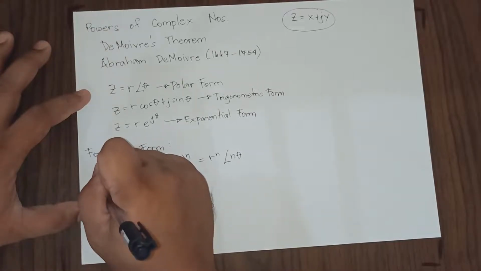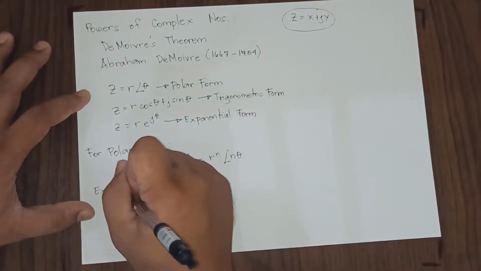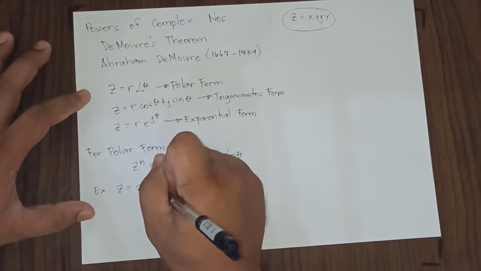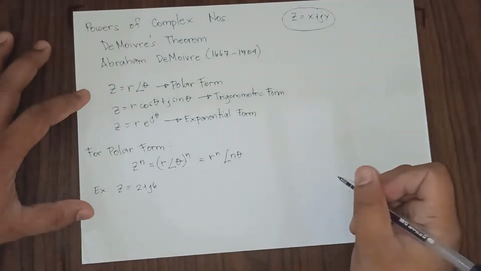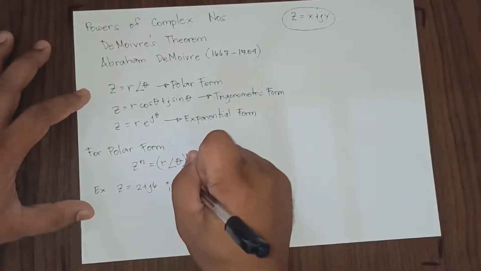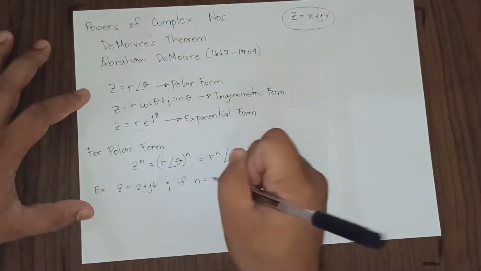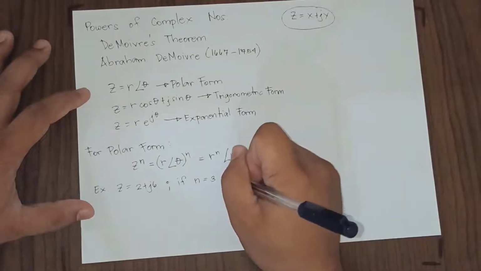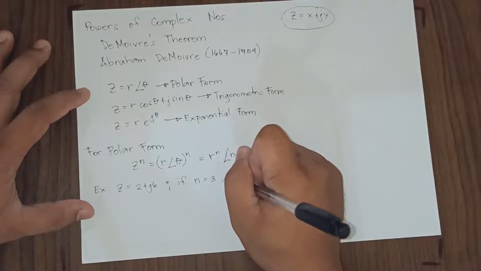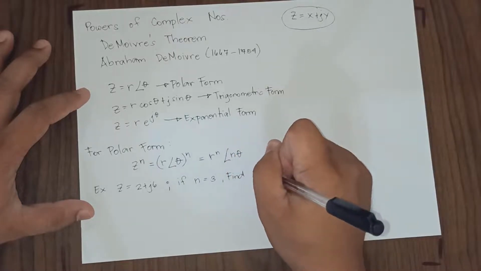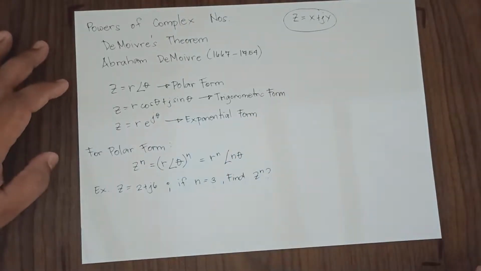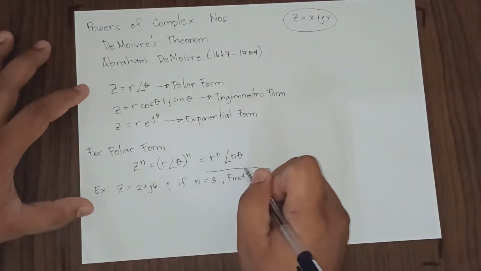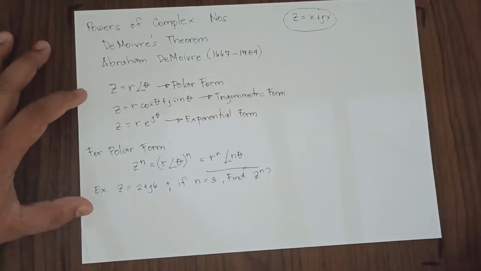Okay, so for example, example tayo, z is equal to 2 plus j6. Okay, if n is equal to 3, find z raised to n. Okay, simply gamitin natin yung equation na provided ni Abraham DeMoivre.